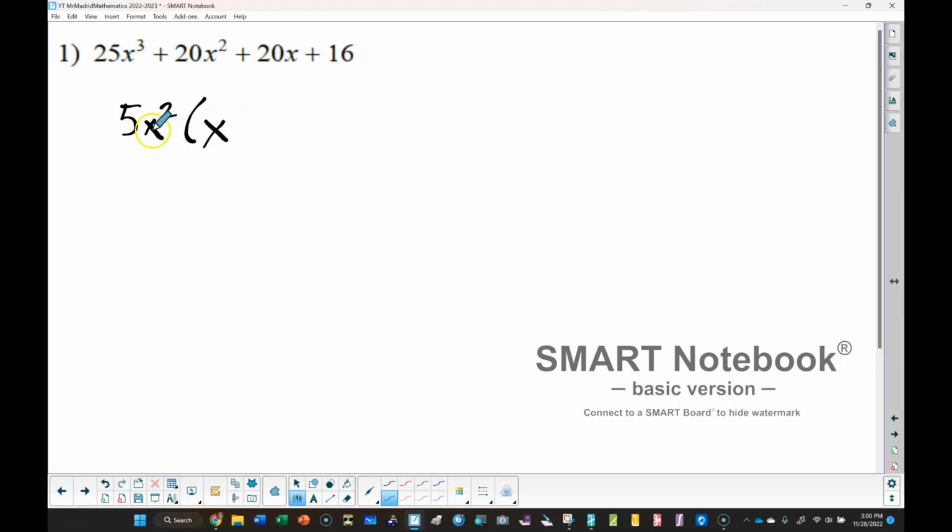How can I check? X times this gives me this back, plus 4. 5 times that, or excuse me, 5x times this gives me that, and 4 times this gives me that. So basically I'm taking this and dividing by that, and I should get this, and if I do the reverse I can check if I'm right. This times this gives me that.